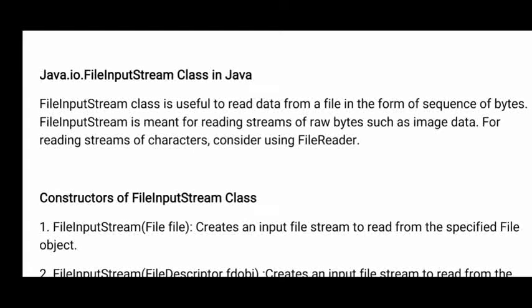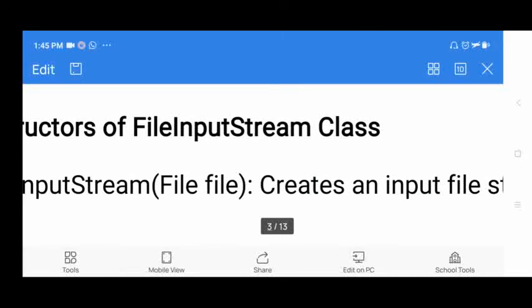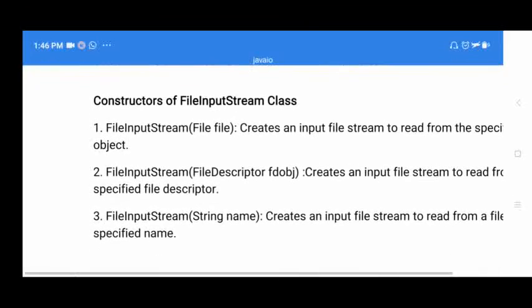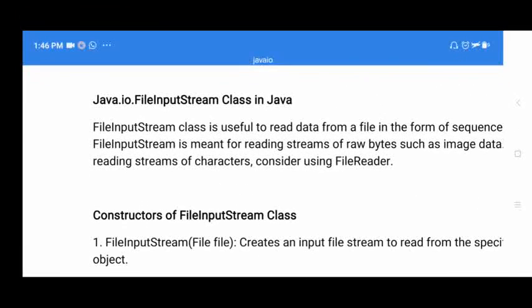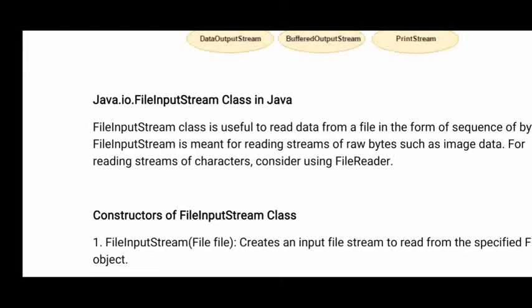Okay, and using this file input stream, we can read a stream of raw data from a file. Stream of raw data from a file, or it may be images, it may be text input, whatever data it may be in the file, that you can read. So different types of data we are reading from a file by using a file input stream.